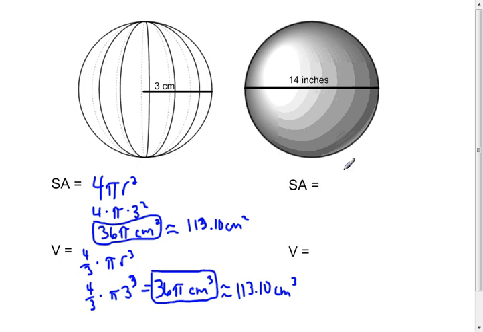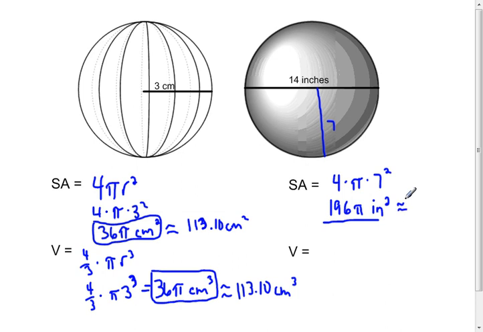Okay, the surface area, same formula. This is a different sphere, just has a different radius. So it's 4 times pi times the radius squared, and in this case the radius is not 14, the radius is halfway across, so it's going to be 7. So times 7 squared. Okay, 7 squared is 49. 49 times 4 would be 196. So it's going to be 196 pi inches squared.